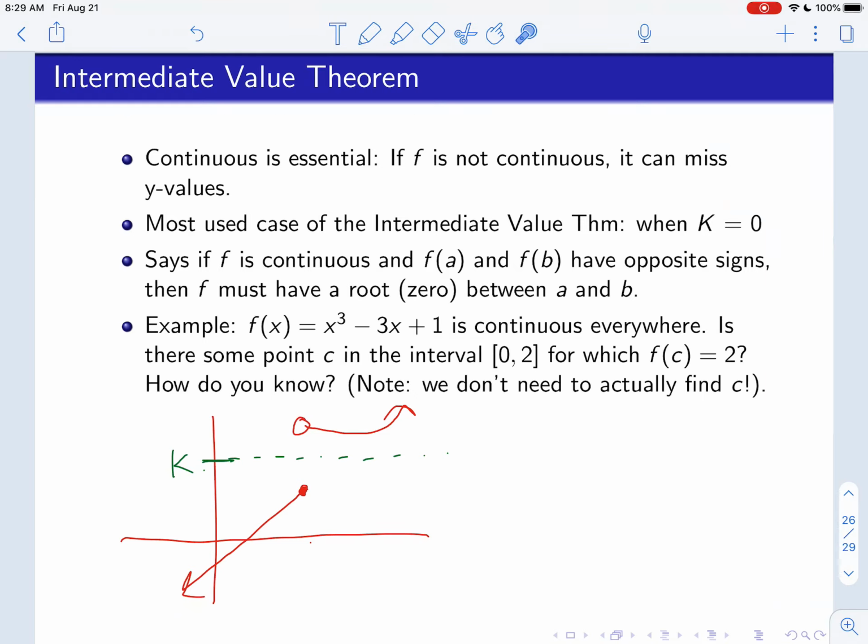Now, it turns out that most of the time this intermediate value theorem gets used when k equals 0. Okay? And what it says then, if k equals 0, let me adjust my graph here. Okay, he's not up here anymore.